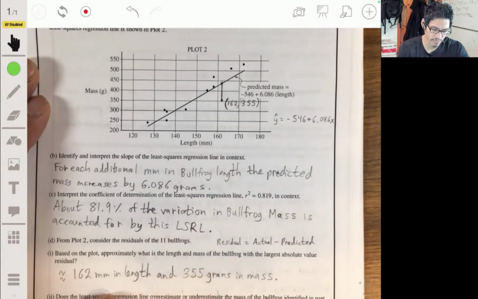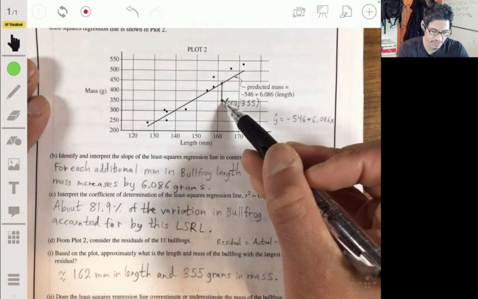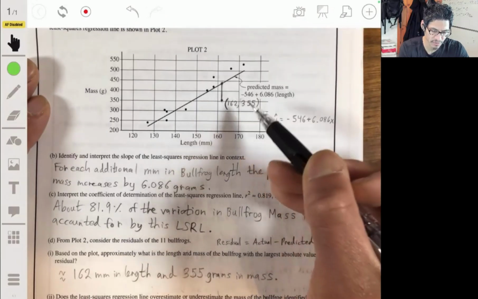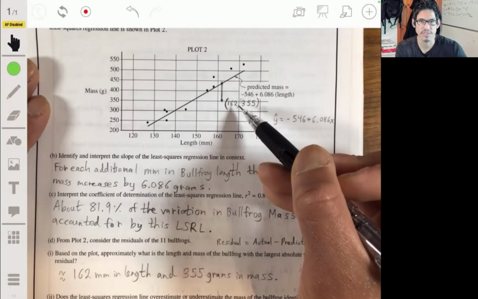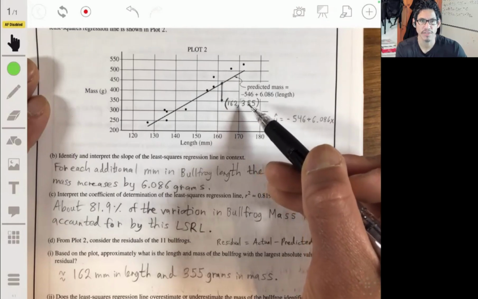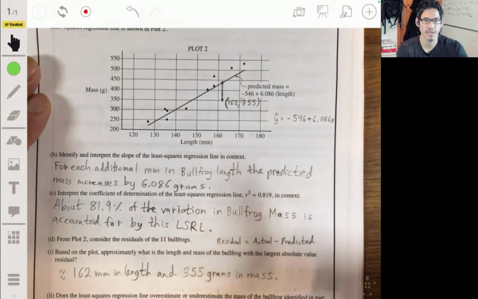But in this part, they're not even looking for that 440. They're just looking for the length and mass at this point. They're basically looking for the x and y value at this point, which, again, ballparking it, is about 162 for the length and 355 for the mass.